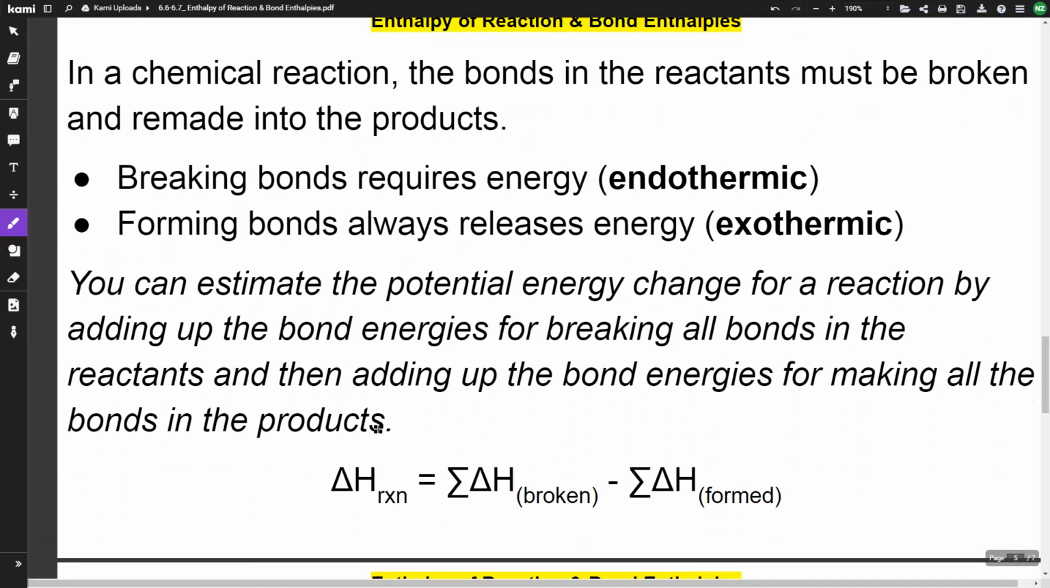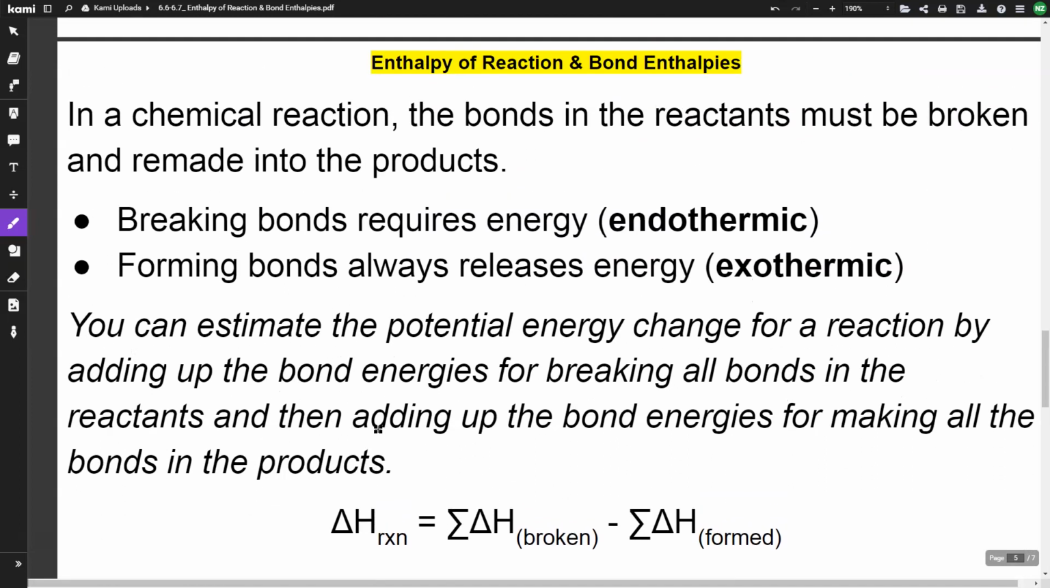All right. In a chemical reaction, the bonds in the reactants must be broken and remade into the products. Breaking bonds requires energy, which is endothermic. Forming bonds always releases energy, which is exothermic. Now, you can estimate the potential energy change for a reaction by adding up the bond energies for breaking all bonds in the reactants and then adding up the bond energies for making all the bonds in the products.